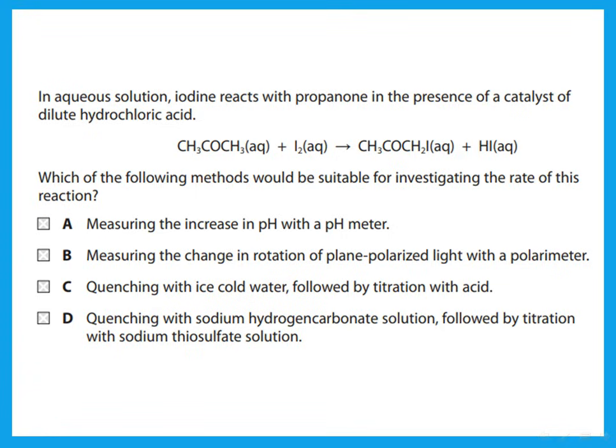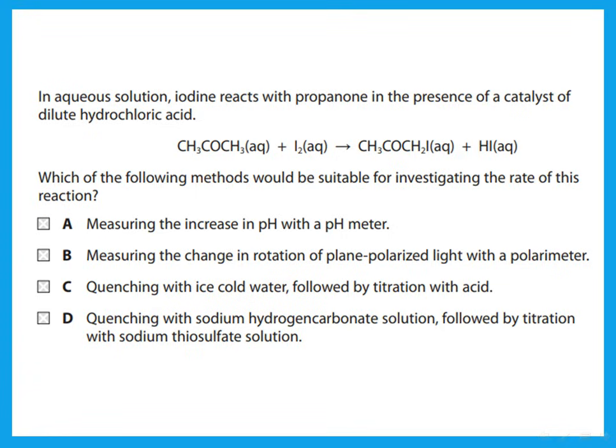So let us see. It says measuring the increase in pH with a pH meter. This is something that forms HI, which is acidic. So the solution is becoming more and more acidic. So are we measuring an increase in pH? No, the pH will be decreasing. So this statement is wrong. We need to measure the decrease in pH if we're going to use a pH meter.